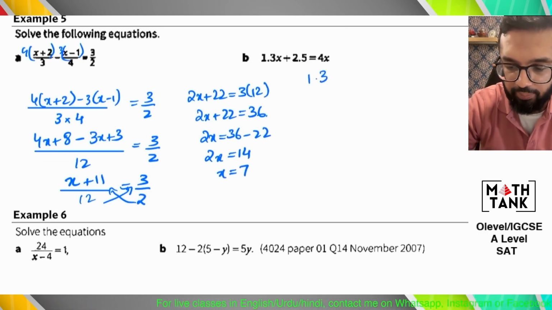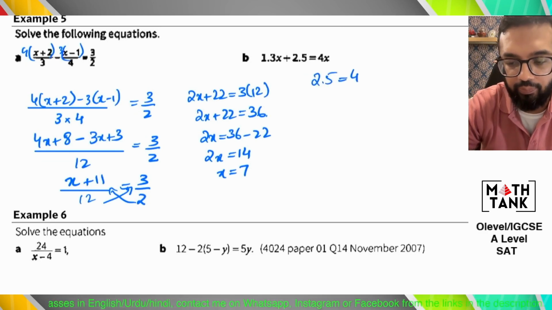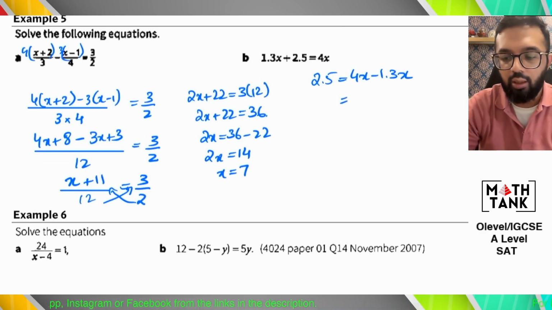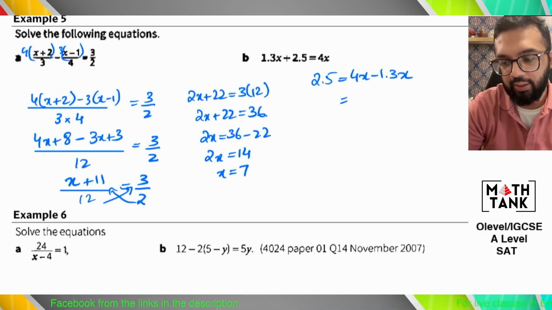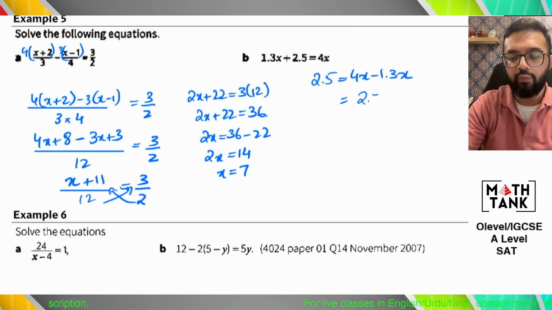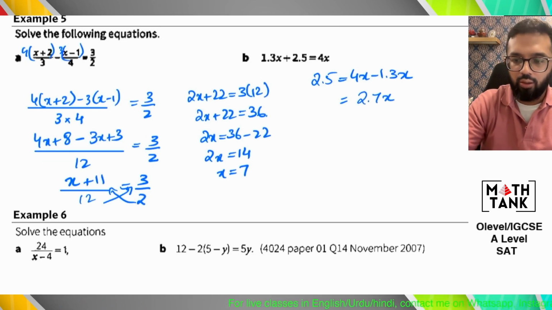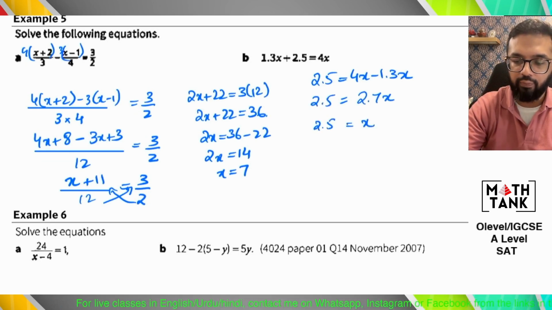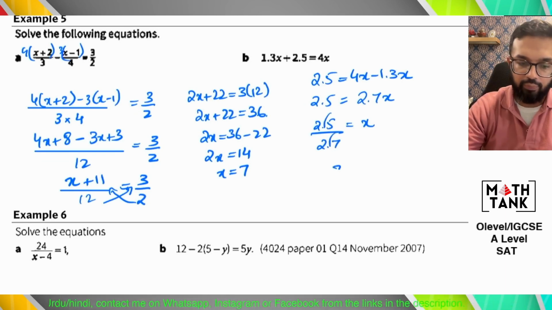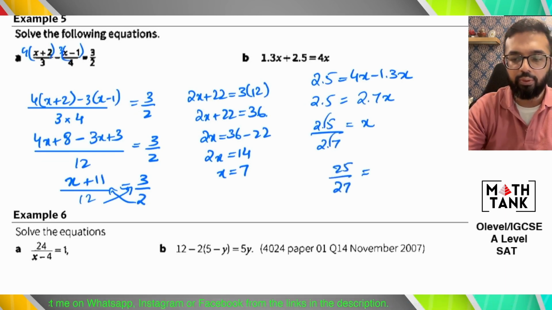Similarly, 1.3x should go to the other side actually. It doesn't matter what side you gather the x variables on. It could be the left-hand side or the right-hand side. So I get 4x minus 1.3x, and that gives me what? It gives me 2.7x over 2.5. So 2.5 over 2.7, and remove the decimals, and I have 25 over 27 equals x.